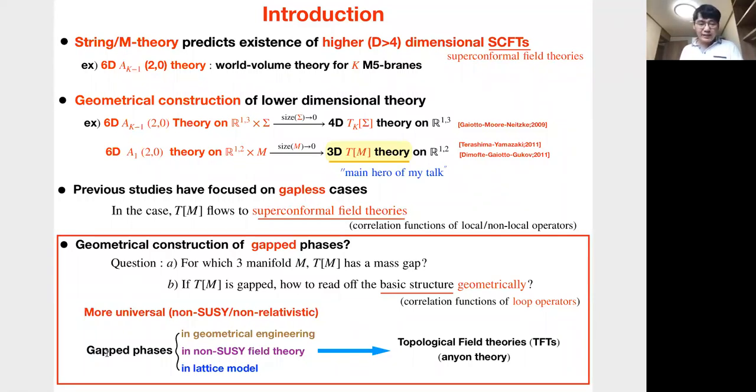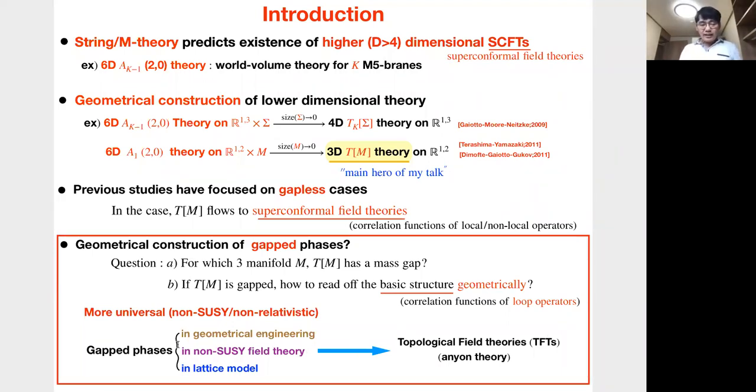Gapped phases can appear in various places in physics. In my case, I'm using the gapped phase appearing in geometric engineering using M5-branes. But it can also appear as some non-supersymmetric continuum field theory, or even as some lattice model. But when the theory has a gap, they are all described by topological field theory.